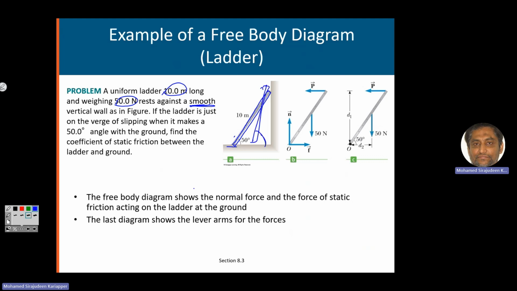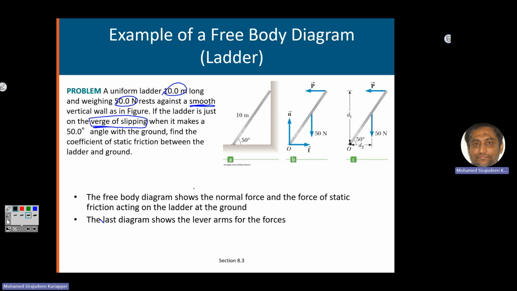If the angle is big, it will not slip. But as you make the angle smaller and smaller, at a certain angle, after that it will slip. He is saying at 50 degrees that angle, verge of slipping, meaning it is about to slip. If you make the angle a little bit less than 50 degrees, it will slip. So that's the meaning of verge of slipping, right?